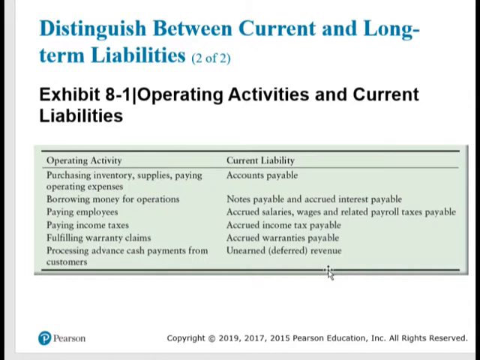This slide shows some of the most common current liabilities for a company and which operating activity they're associated with. For example, purchasing supplies is associated with accounts payable, etc.